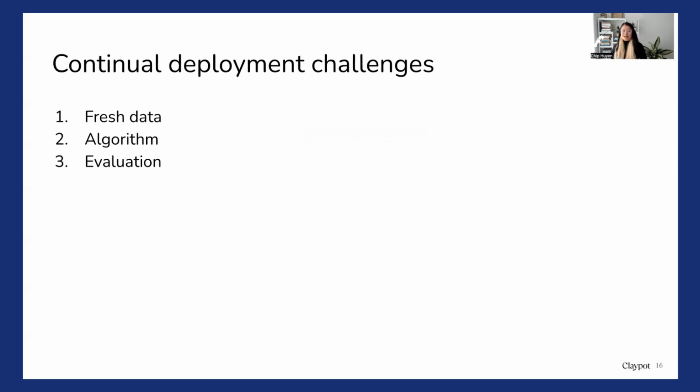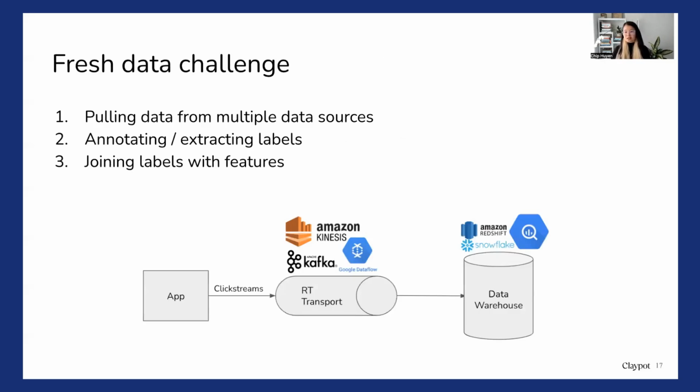So there are 3 challenges to continual learning or continual deployment, and we're going to go through each of them. The first is the fresh data challenge: to be able to continually train the model on fresh data, we need to access fresh data, which means we need to pull data from multiple data sources.